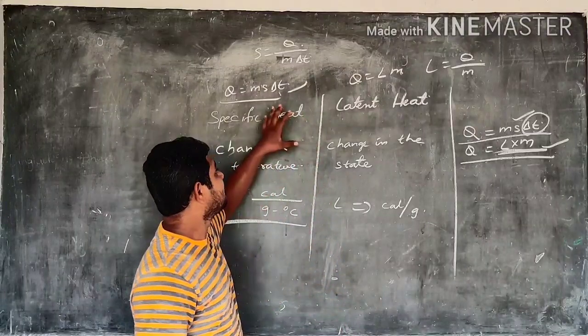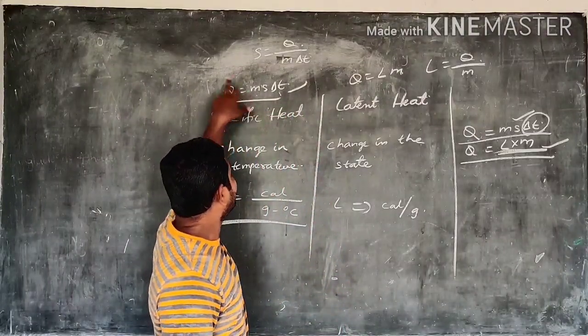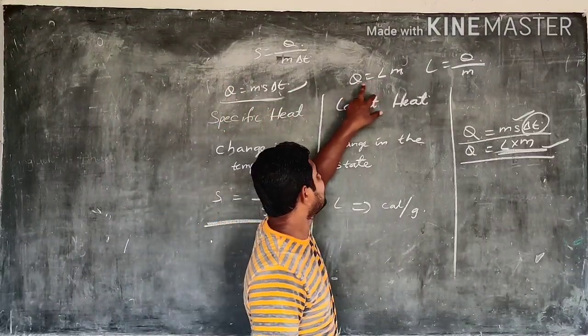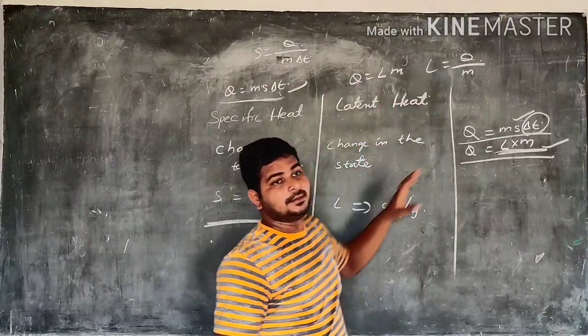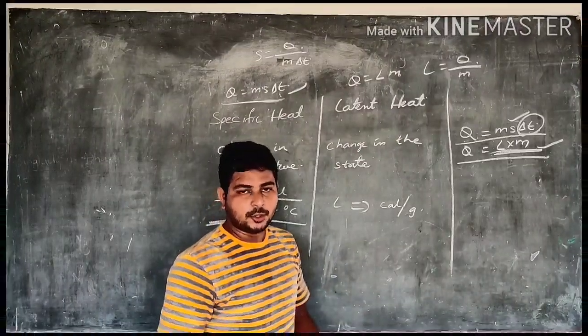So that's where you have to use the formula to find the quantity of heat by using ms delta T, or the formula to find the quantity of heat by using L into M. Please note this, and I'll make it clear when we go into numericals of heat.